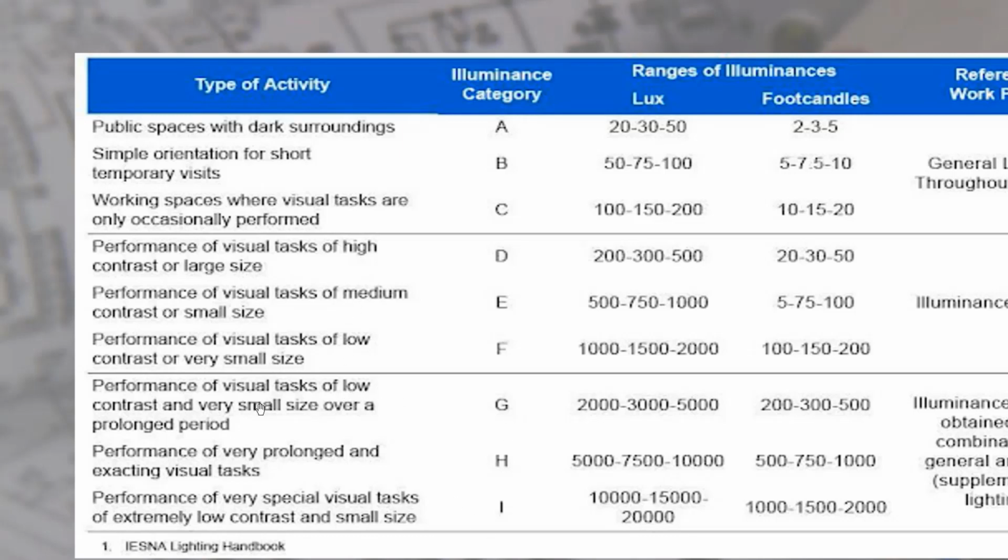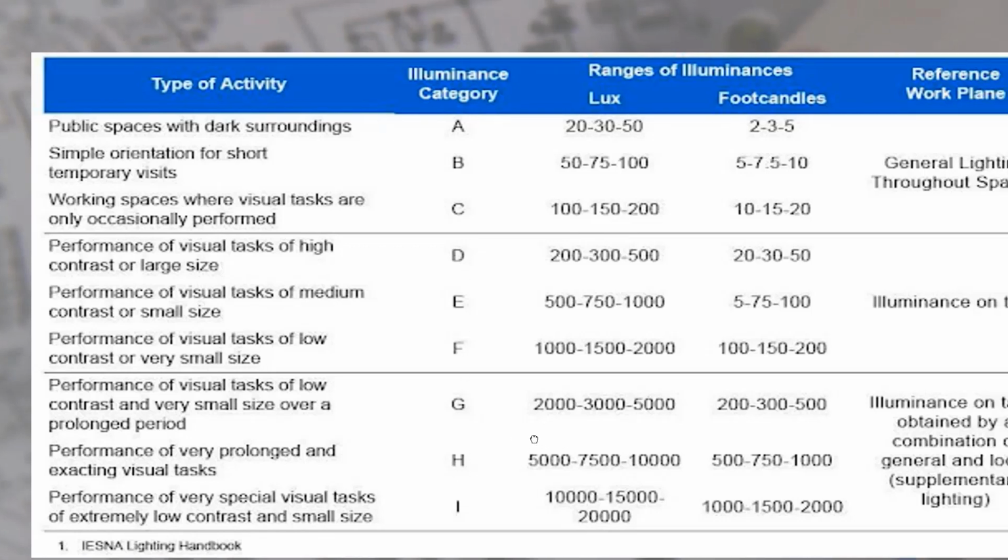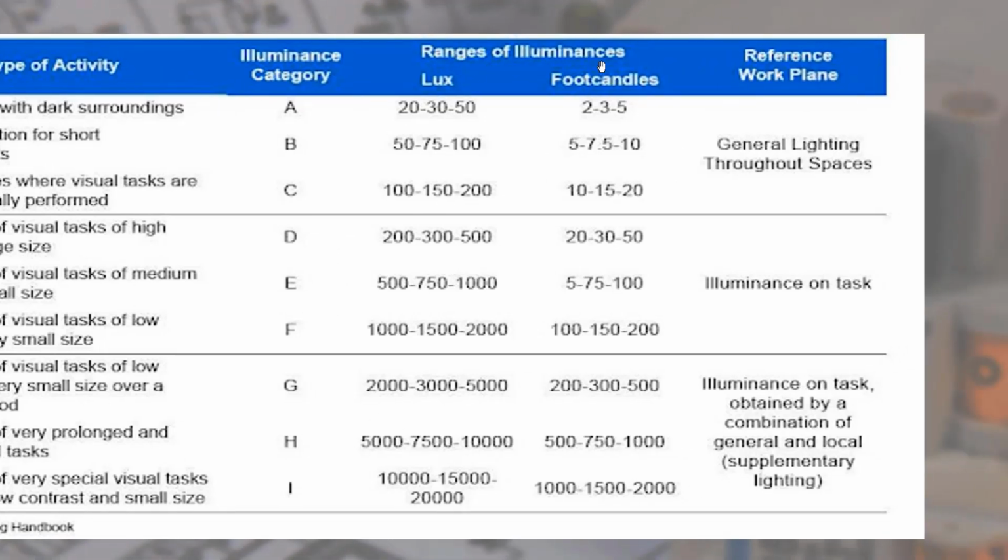Where G, H, I is performance of visual tasks of low contrast and a very small size over a prolonged period. So you can see this is an occupancy, this is a working area, and sometimes you can consider that as working stations. So we have illuminance category from A to C, D, E, F, and G, H, I. From the range of illuminance, we can use lux or foot candles. It depends on your preferences. Lux is for SI and foot candles is for English.